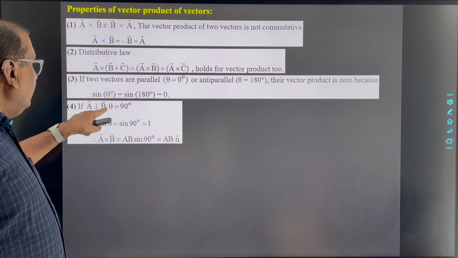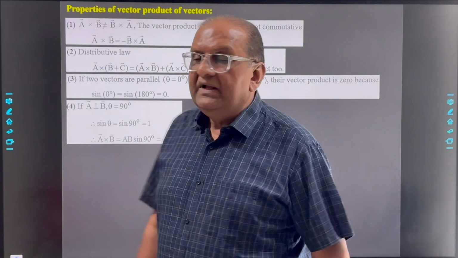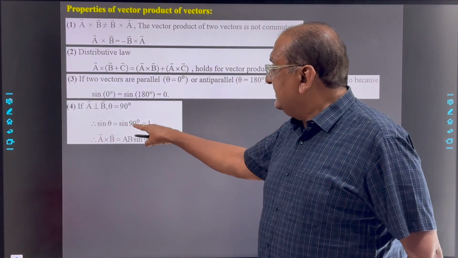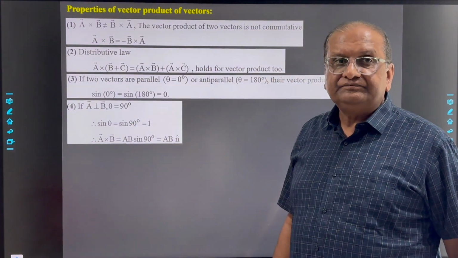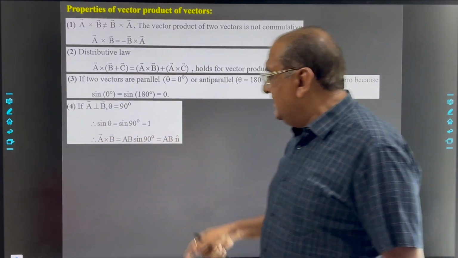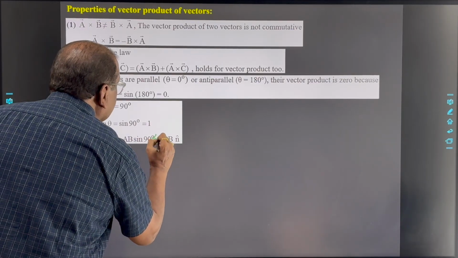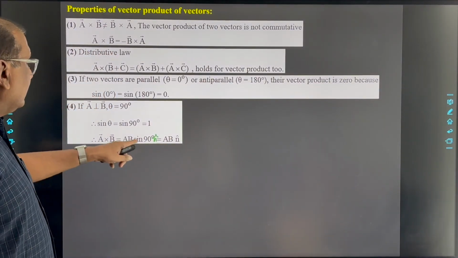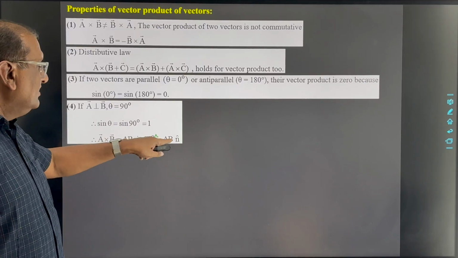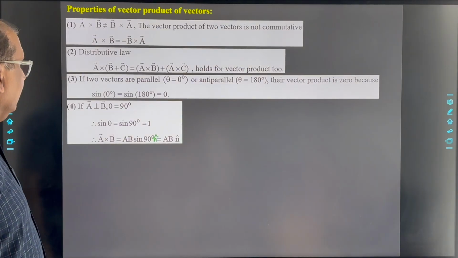Now if vectors A and B are perpendicular to each other, then sine theta is sine 90, which is 1. So A cross B is AB sine 90 n caret. Simply we can write sine 90 as 1, so this is equal to AB n caret.